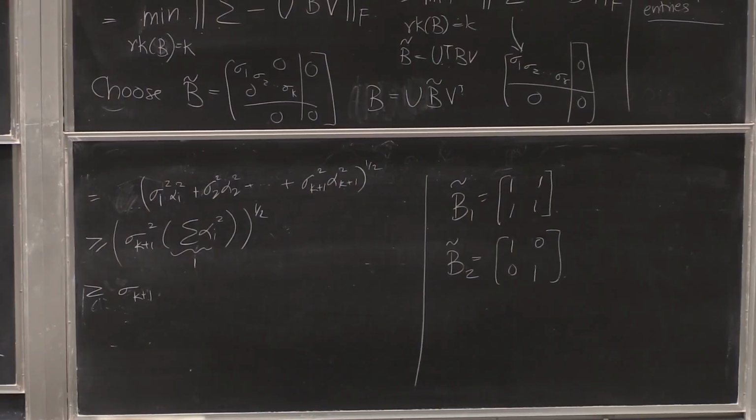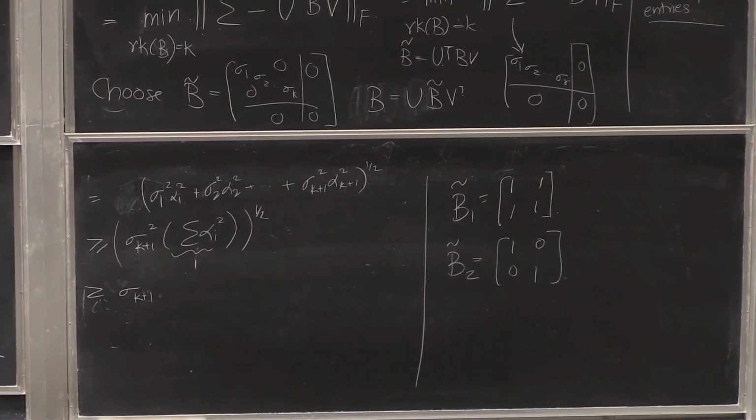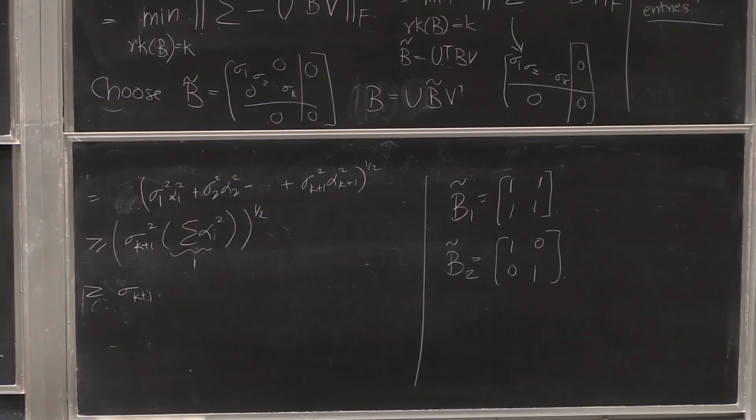Yes? Why can't we just choose diagonal matrices? Where? For B twiddle. If I restrict my search space to being only diagonal matrices, I might necessarily be looking at matrices with larger rank. So I need to simultaneously satisfy my rank constraint and restrict to diagonal, and I cannot simultaneously do that.